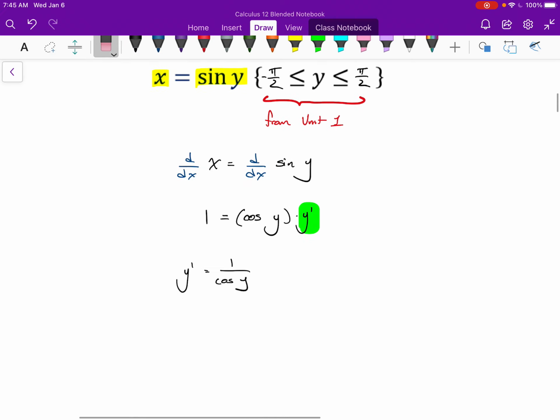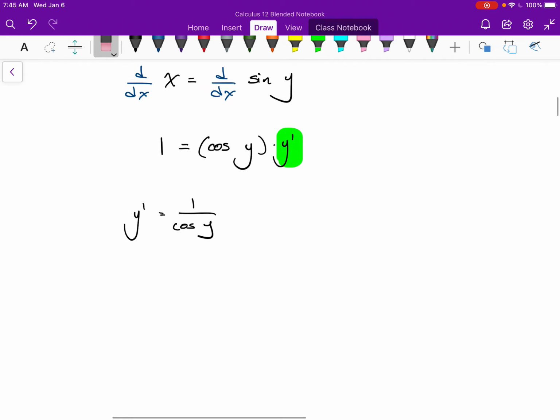So how do we do that? Well, first, by using one of our trigonometric identities. And so I'll make a little note here.